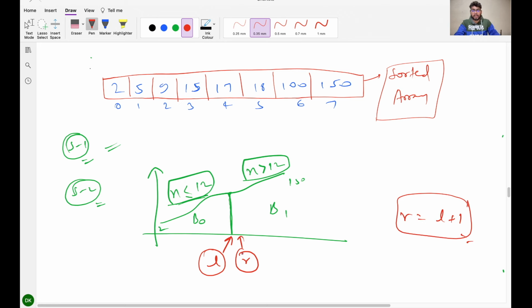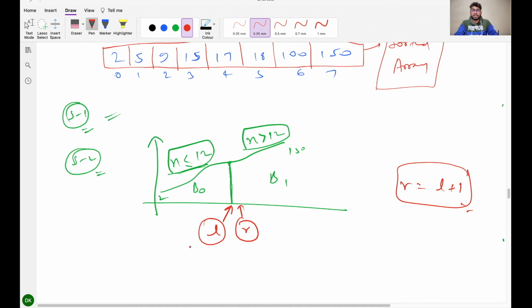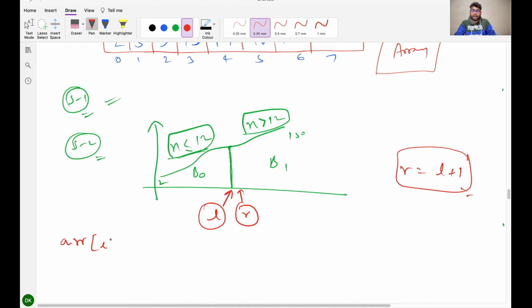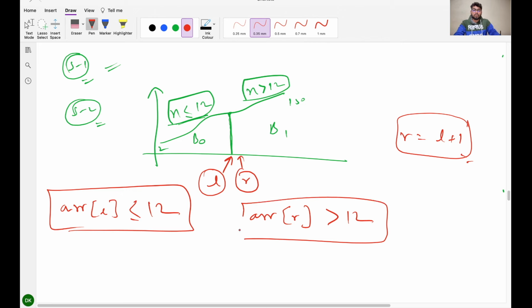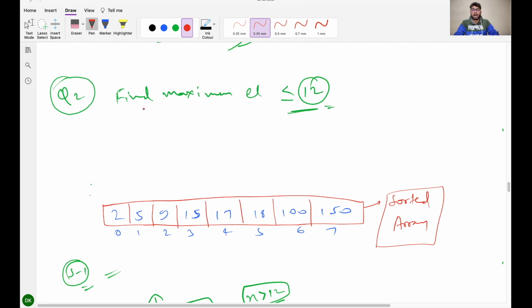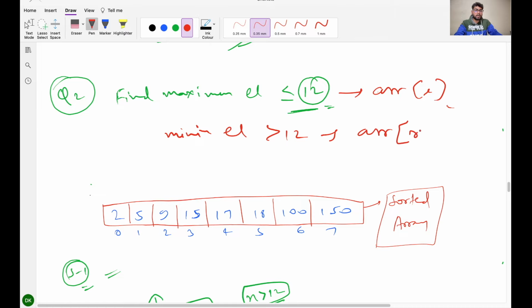L represents the array element that is just less than or equal to 12, and R represents the element just greater than 12. So if the question is to find the maximum element just less than or equal to 12, then I return array of L, and if the question is to find the minimum element just greater than 12, then I return array of R.